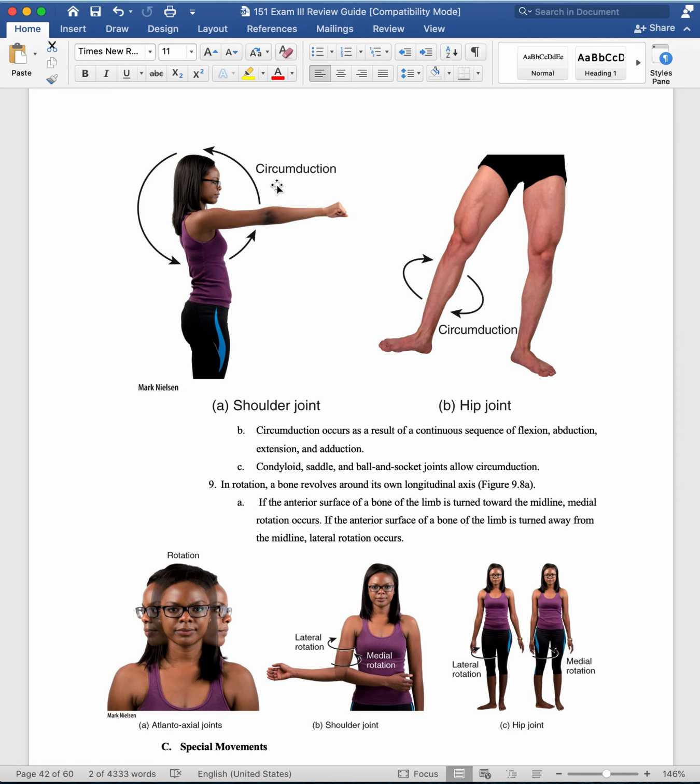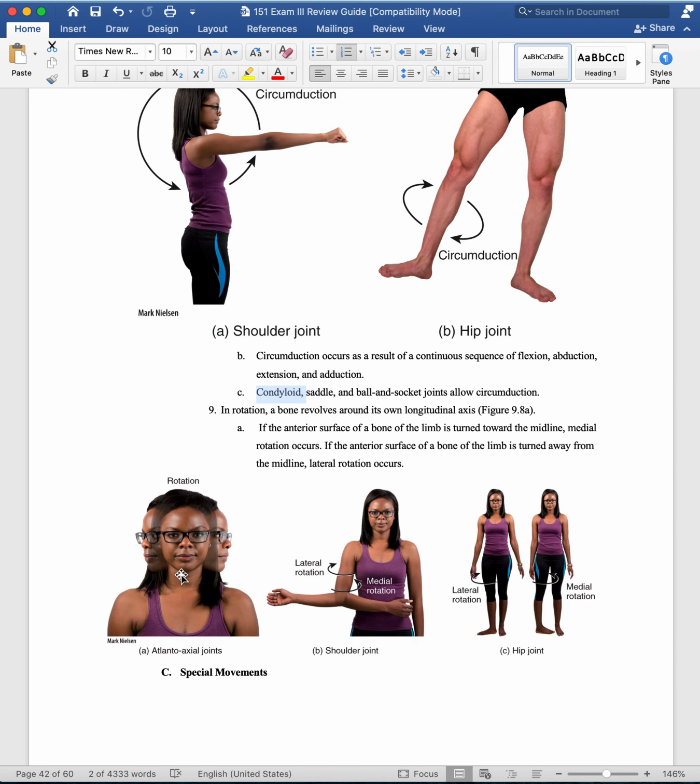So you can have flexion, abduction, extension, and adduction all in a series of sequences to allow for a nice wide range of motion. Again, we can do this at our shoulder joint and in our hip joint, and also at some saddle joints, like our thumb, for example. So condyloid joints and saddle joints and ball and socket joints are able to do that. An example of a condyloid joint would be the jaw. Right, we can do circumduction at the jaw as well.